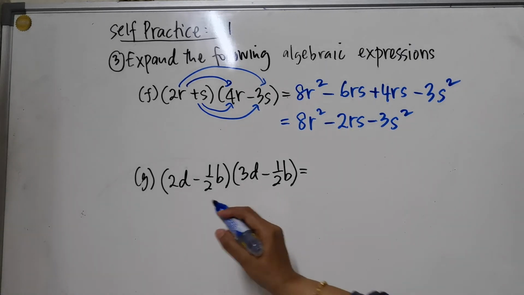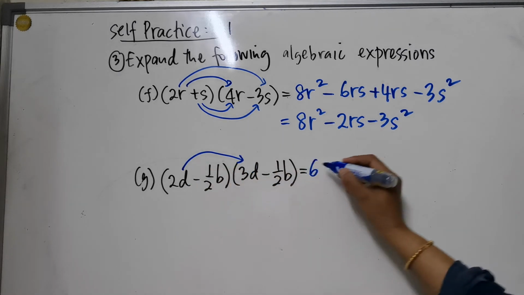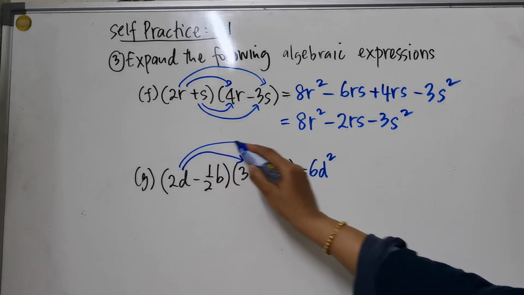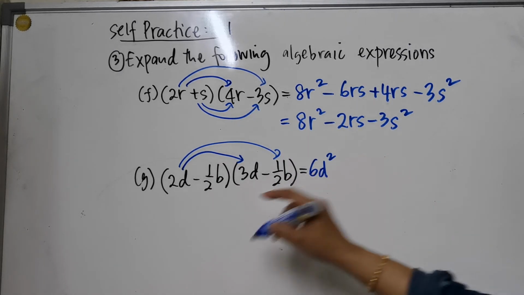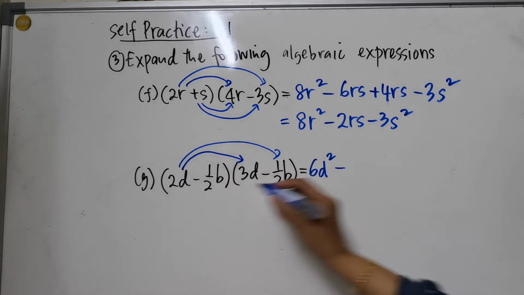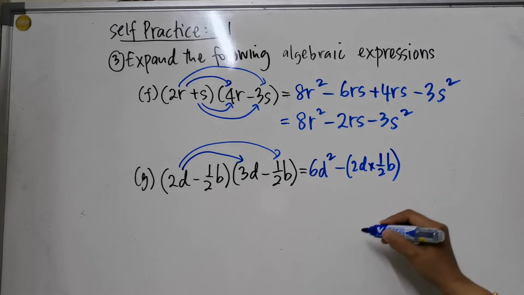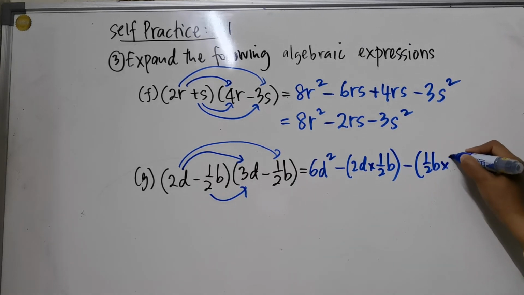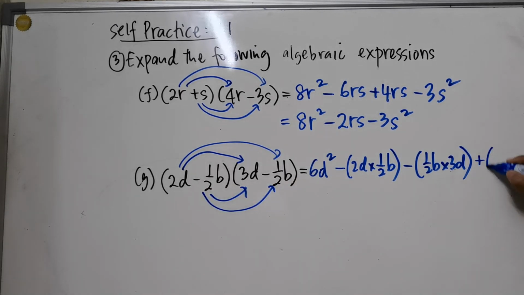Okay. 2d times 3d, 6d square. 2d times 1 over 2b. Okay, this one is negative 2d times 1 over 2b. And then this one is negative 1 over 2b times 3d. And this one is negative times negative, positive, 1 over 2b times 1 over 2b.